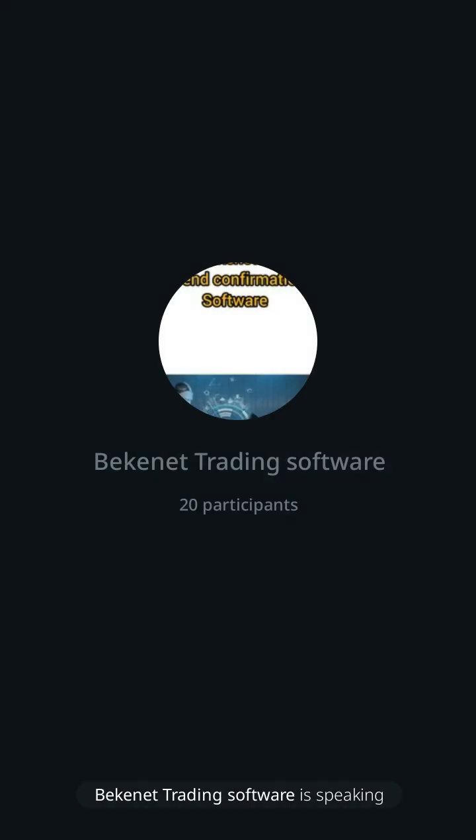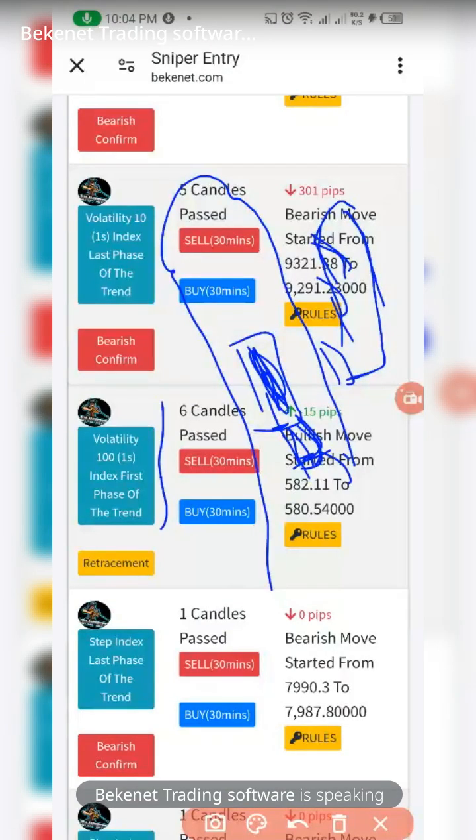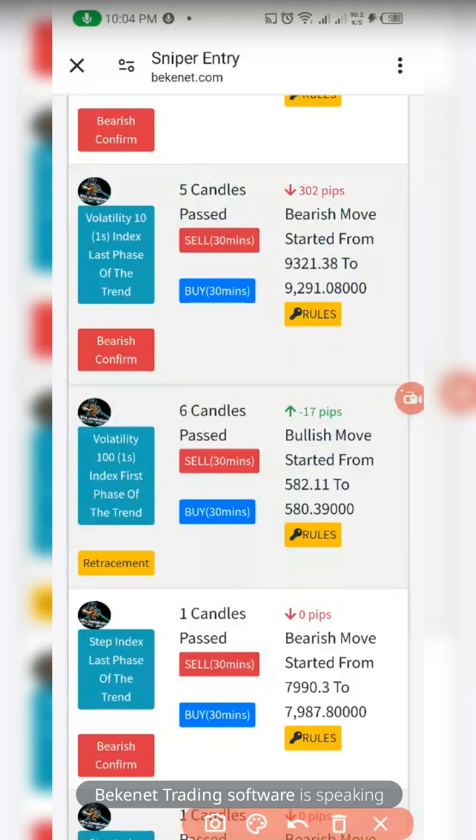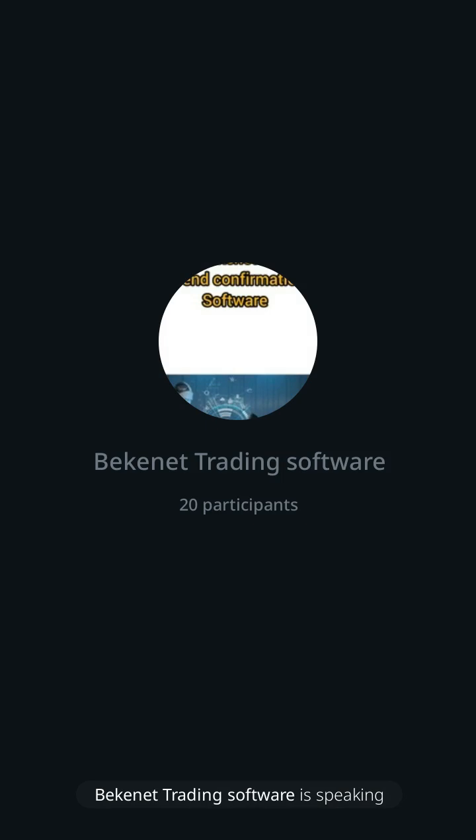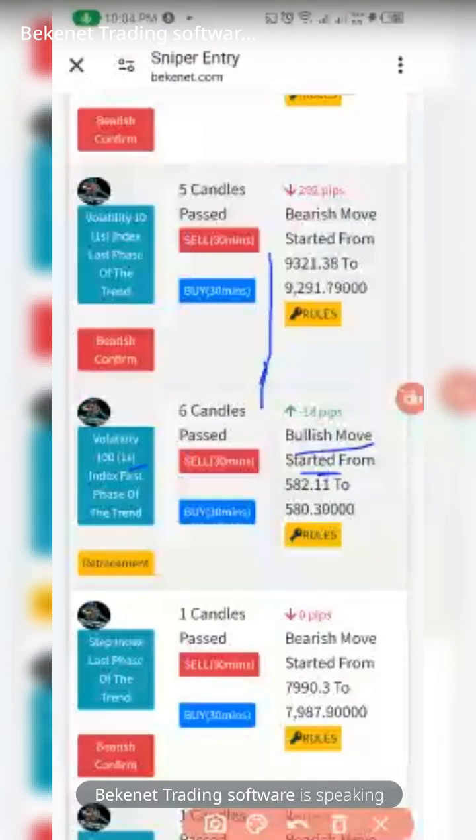Price must retrace first, because it's a cycle. We are having a bullish move now. This is showing us a bullish move, meaning price is going up. For this to get a bearish move, that means price must come down.